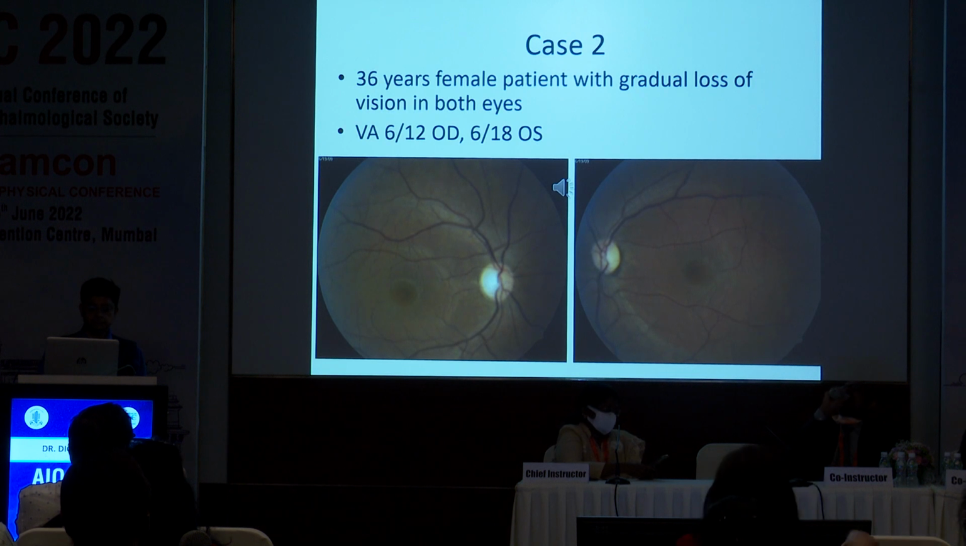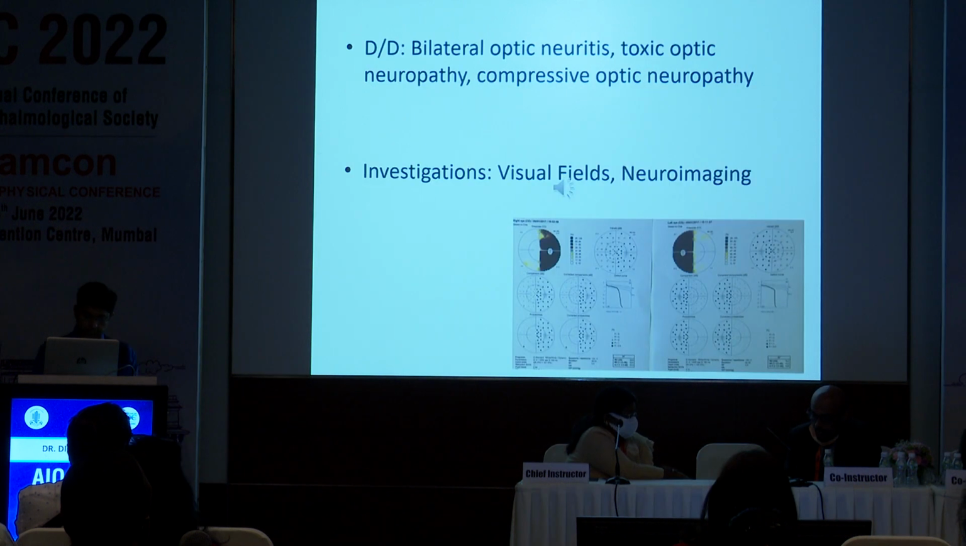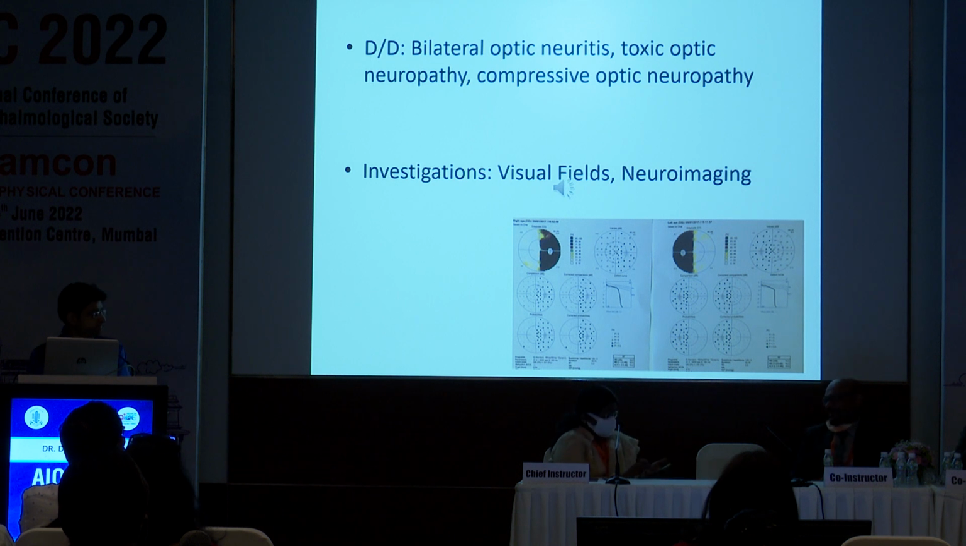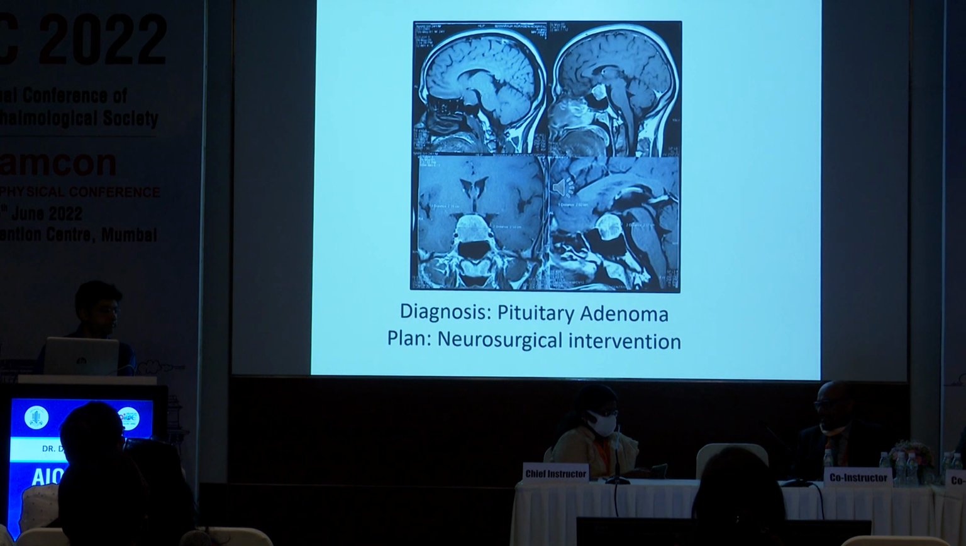This is a 36-year-old female with gradual loss of vision in both the eyes. You can see that there is a temporal pallor appearing in both the optic discs. The differential diagnosis could be either a bilateral retrobulbar neuritis, a toxic optic neuropathy, or some kind of a compressive optic neuropathy. On investigation, the visual fields show a bitemporal hemianopia. That immediately becomes an indication for imaging. Imaging shows a large pituitary macroadenoma that is compressing on the chiasma, and the plan is a neurosurgical intervention. So here is a primary optic atrophy due to a compressive optic neuropathy.